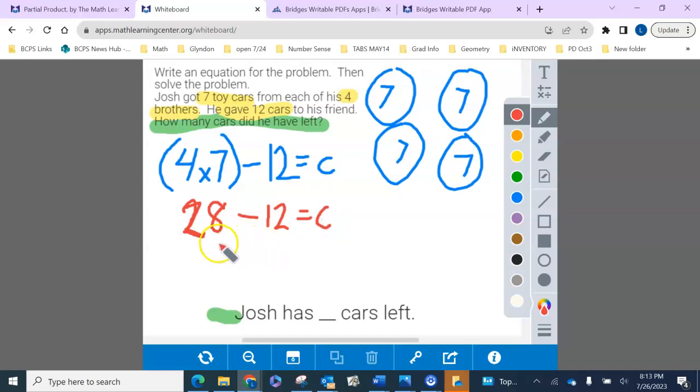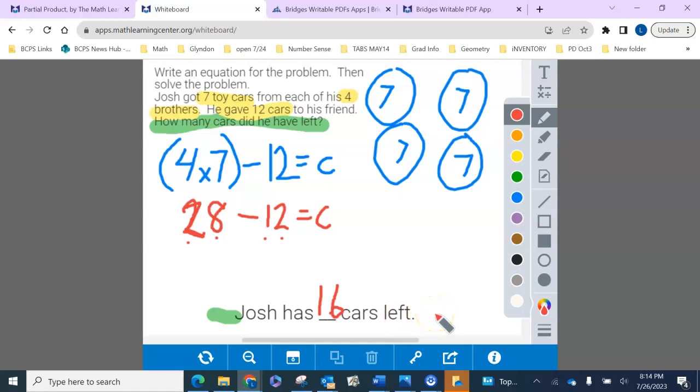If I subtract my ones first, 8 ones minus 2 ones gives me 6 ones. 2 tens minus 1 ten is 1 ten. If I needed to solve that on a number line or write that vertically, I can certainly solve it that way as well. So at the end, I know that Josh has 16 cars left.